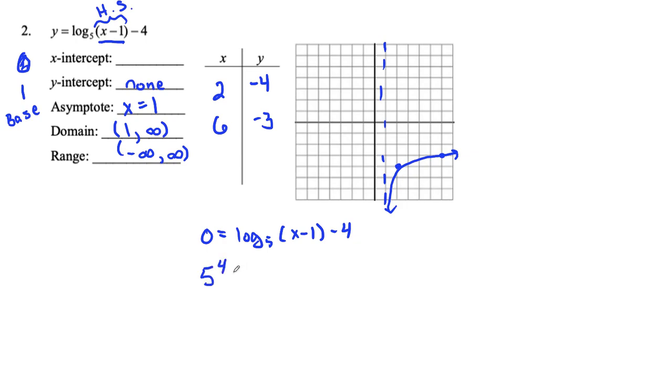So I get 5 to the 4th power is equal to x minus 1. 5 to the 4th power: 5 times 5 is 25, times 5 is 125, times 5 is 625. So we end up with 625 equals x minus 1, right? And that means x is going to equal 626. Again, I don't want to write that as just a number, but I want to write that as a point. So it's the point (626, 0). That would be our x-intercept, okay? All right, let's continue on.